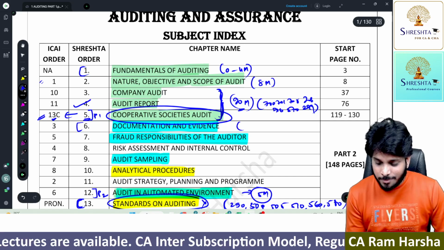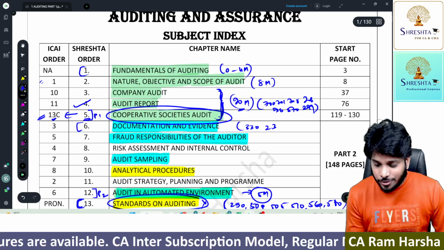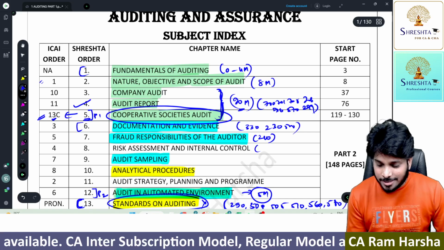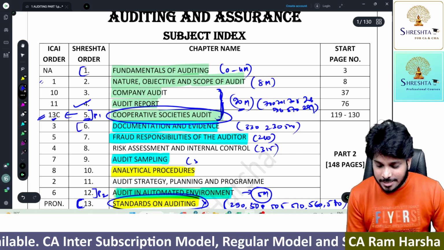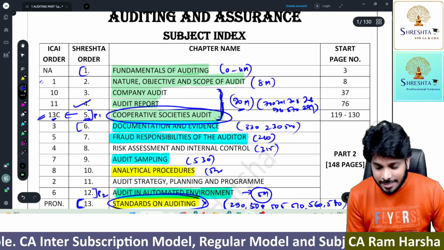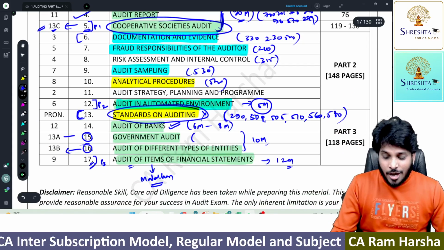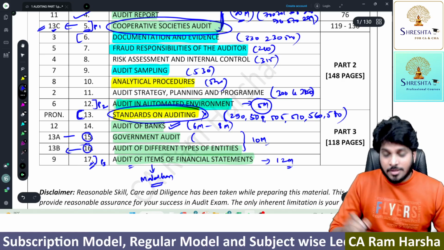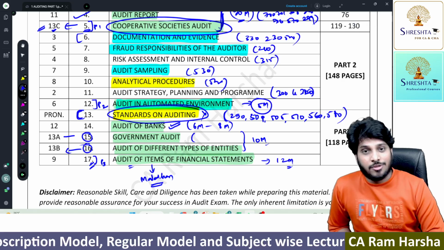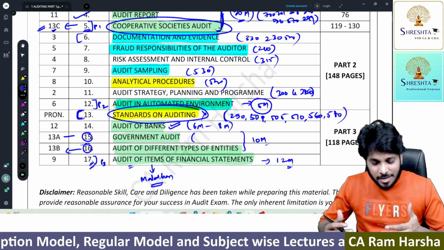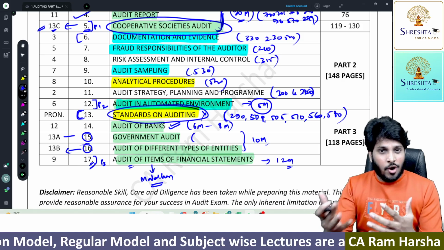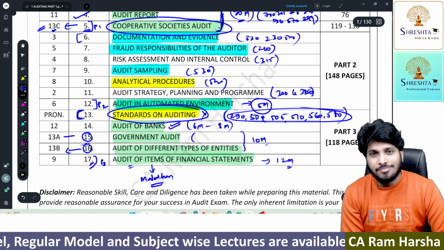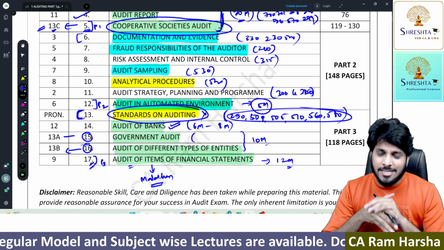Then documentation is nothing but the 330, 230 and 500 topics. Fraud is nothing but the 240 standard. Risk assessment is the 315 standard. Sampling is the 530 standard. Analytical is the 520 standard. Audit strategy and planning program is 300 and 320. Materiality, 320, is covered in this chapter. So apart from whatever standards we already discussed in chapters, what are the leftover standards? Only these. According to me, that is the standards chapter.